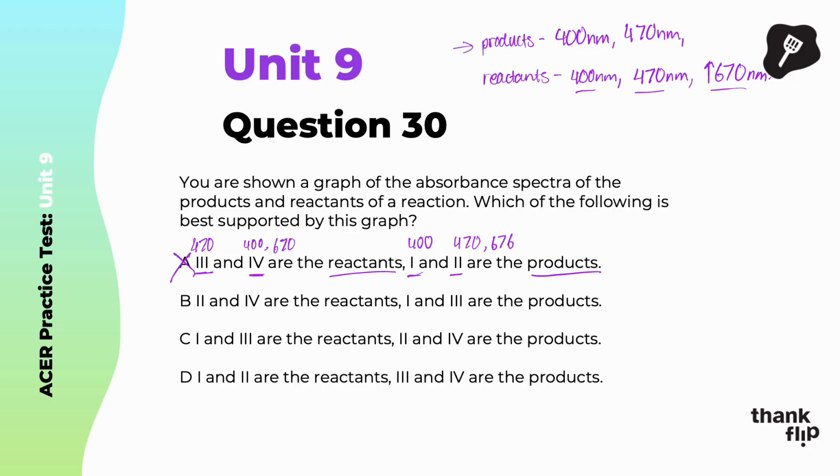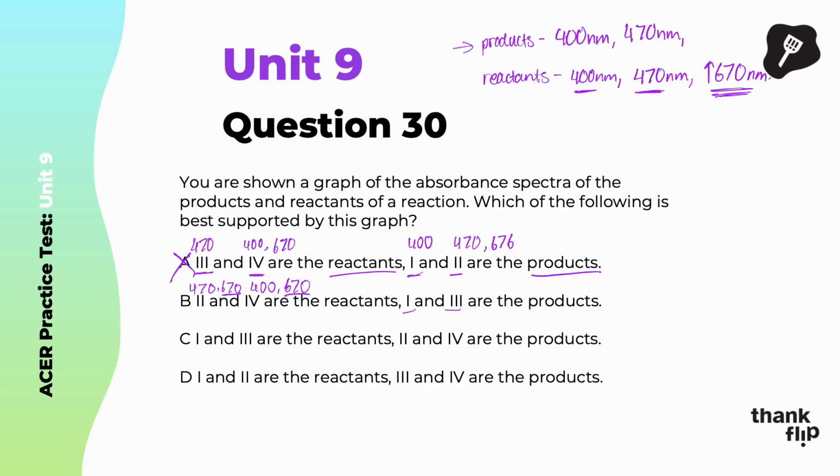Now looking at option B, we have 2 and 4. So let's look at 2 and 4 in terms of the reactants. So compound 2, we have a peak at 470. Then we have another peak at 670. Compound 4, we have a peak at 400. And we have another peak at 670. And now this adds up because we have a peak here at 400, one at 470, and then here we have 2 at 670, which kind of corresponds with the fact that this peak is quite large at 670. So that makes sense. So let's look at our products.